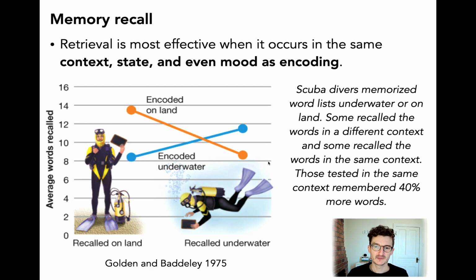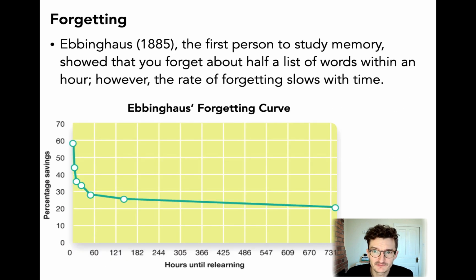Now, once you've learned information, how quickly do you forget it? This idea was first tackled by Hermann Ebbinghaus, a German psychologist who worked in the late 1800s. And Ebbinghaus was a very interesting character. He would run studies on himself. So he would memorize lists of nonsense words, and then repeatedly over days, hours, and even weeks, he would test his memory for these words that he had memorized.